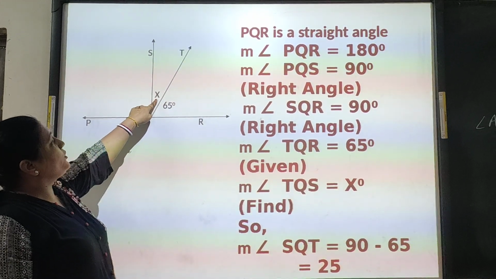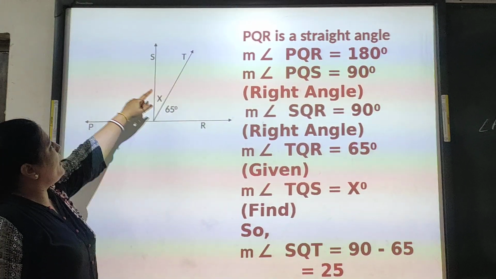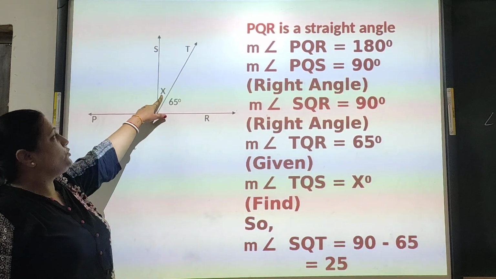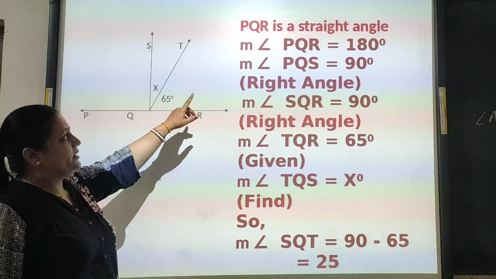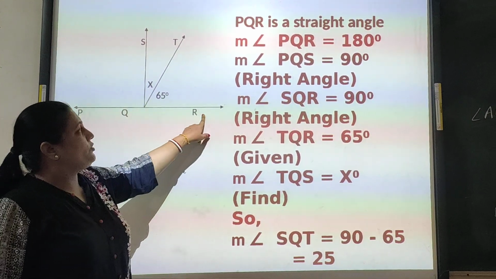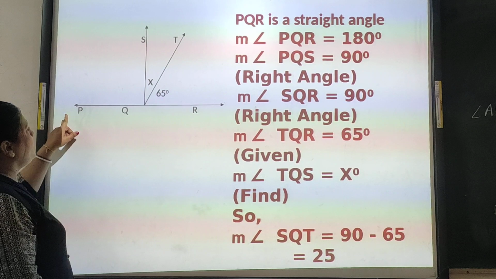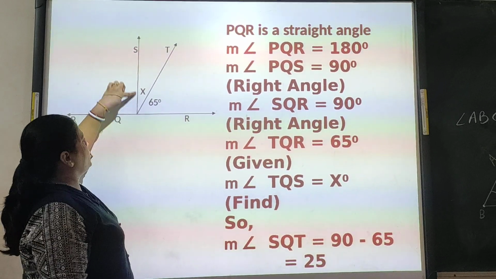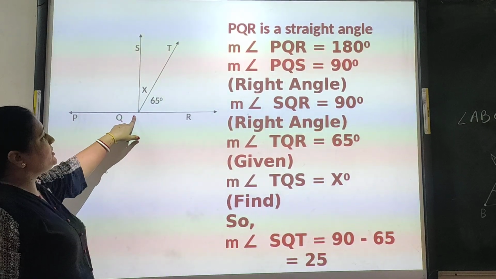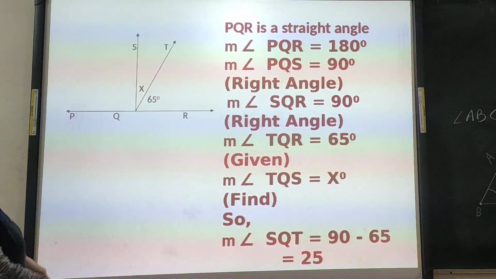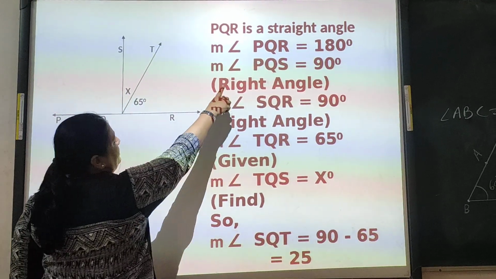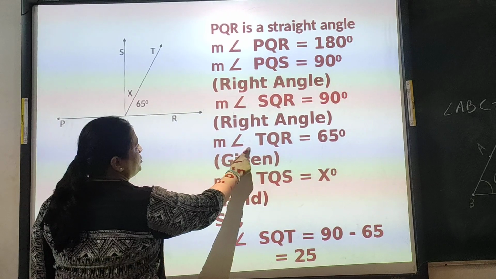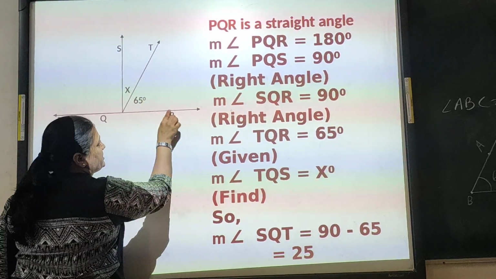Now here we have to find out the value of x. X is the value of angle SQT. This is the value of angle SQT we have to find out. Now how to find? So see, measure of angle PQR is 180 degree as it is a straight angle. Then PQS is a right angle, so it is 90 degree. And SQR also right angle, so it is a 90 degree angle. Okay, now see, here I have given PQS is 90 degree, SQR is also 90 degree. Now measure of angle TQR is given as 65 degree.